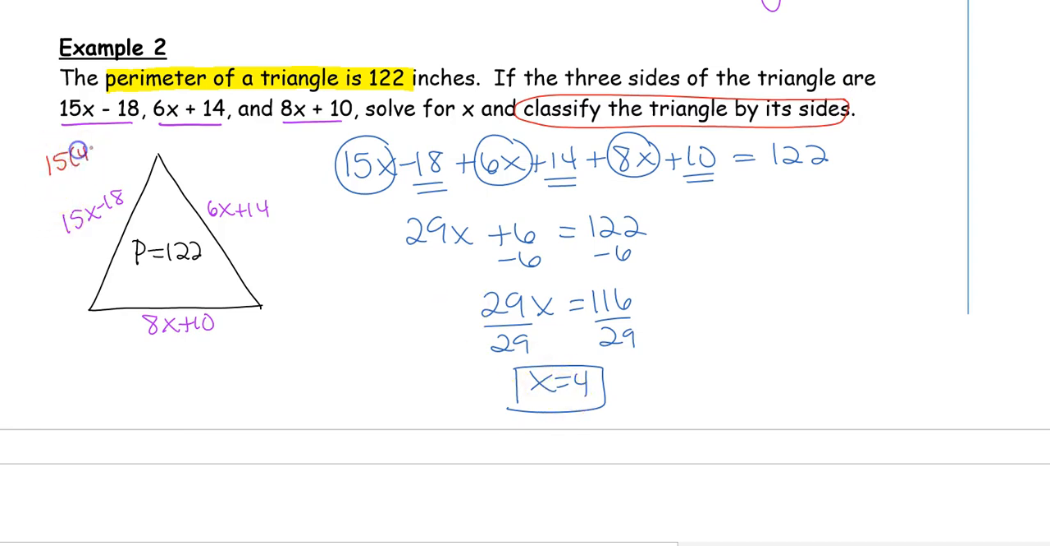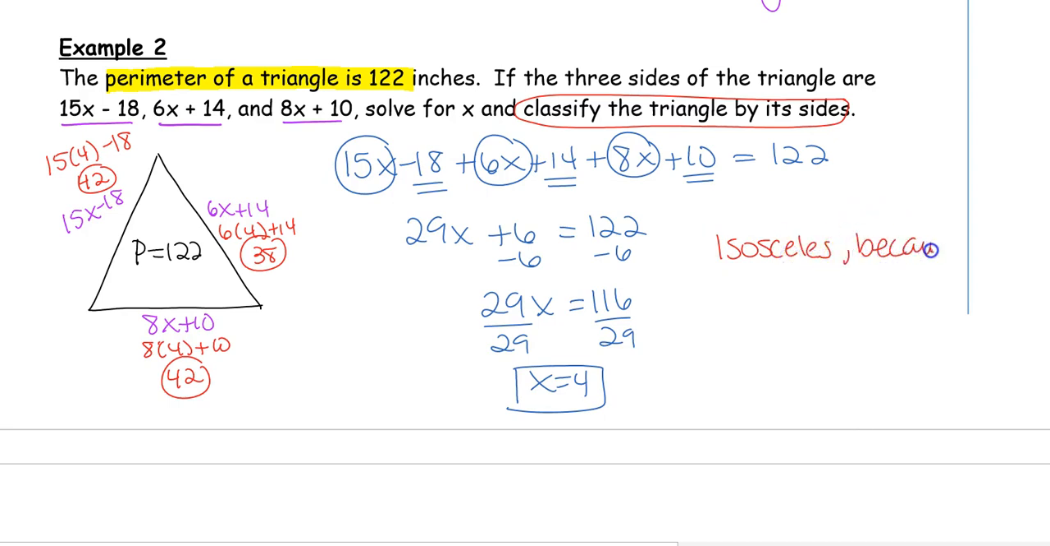So 15 times 4 minus 18. This side length is going to be 42. 6 times 4 plus 14. This side is going to be 38. 8 times 4 plus 10. This side is going to be 42. So I look at my three side lengths, and that means that this is going to be an isosceles triangle because 2 of the 3 sides are congruent.